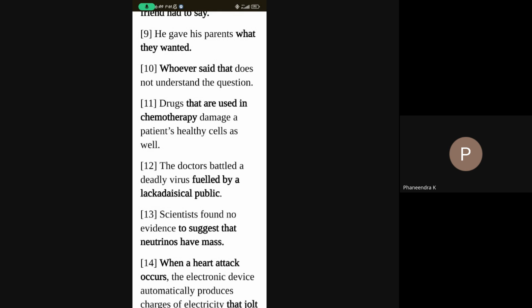In this case, your direct object is in the form of a clause. And that clause is what they wanted. So he gave something to his parents, right? So his parents become the indirect object. And whatever he gave is your direct object. And that particular part is occupied by the clause, what they wanted. See this? Which means I can replace it with something.